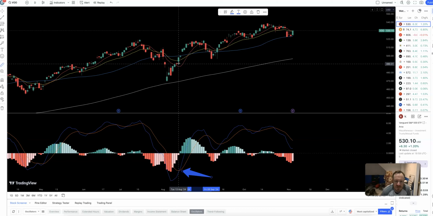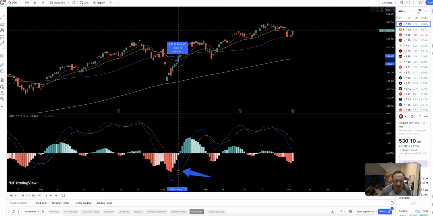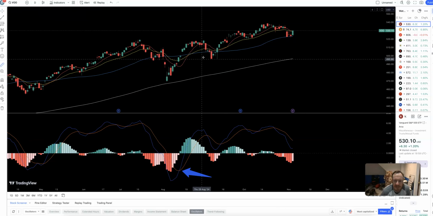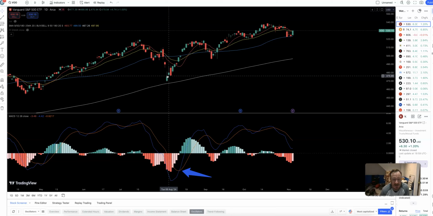But here we go. If you were doing MACD, you would have gotten in right here, but you'd be missing out on 2%. And then as it comes down here and it kind of crashes right here where the MACD is, shoot, you're missing out on another 3%. So how can you get a little more?